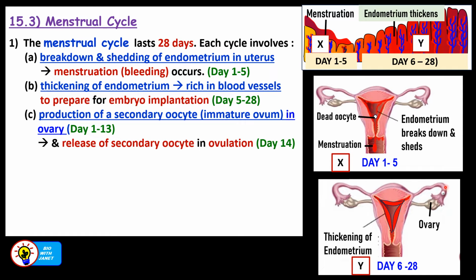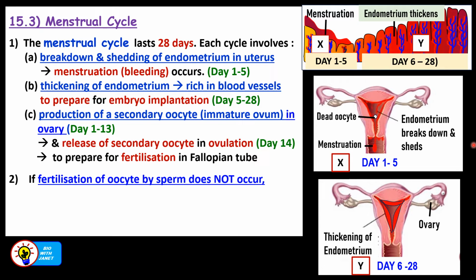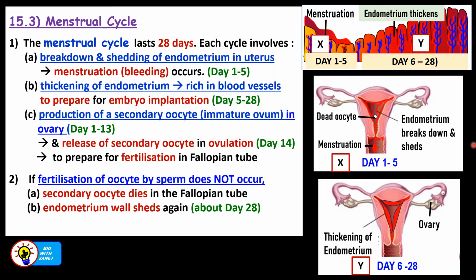So this is to prepare for fertilization in case there are sperms in the fallopian tube, then fertilization may occur, right? But if fertilization of the ovum by sperm does not occur, then the secondary oocyte will die in the fallopian tube, and the endometrium wall will shed again, as seen in the picture X here, on about day 28. So menstruation will occur again, and the menstrual cycle will repeat, right?